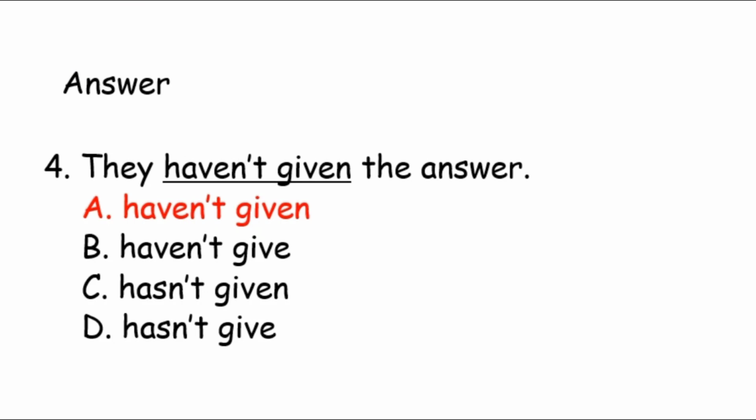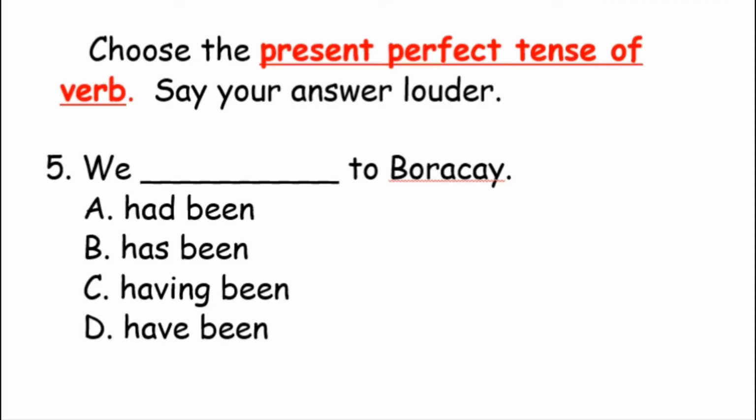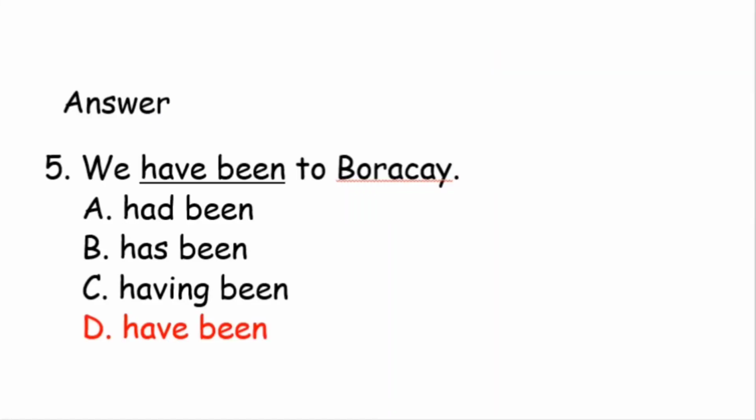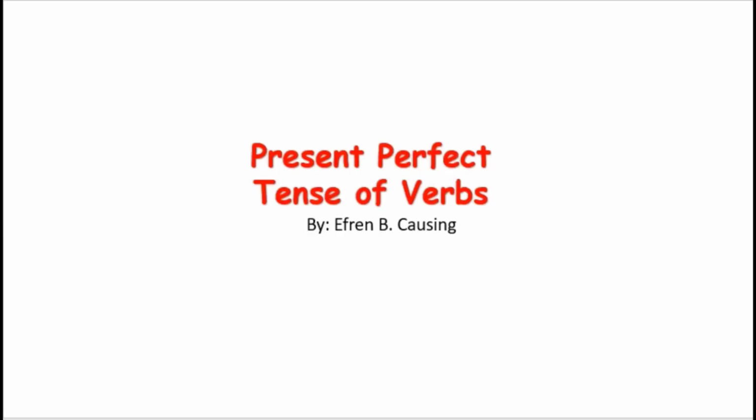Number 5. We blank to Boracay. A. Have been. B. Has been. C. Having been. D. Have been. Correct answer is D. Have been. We have been to Boracay.